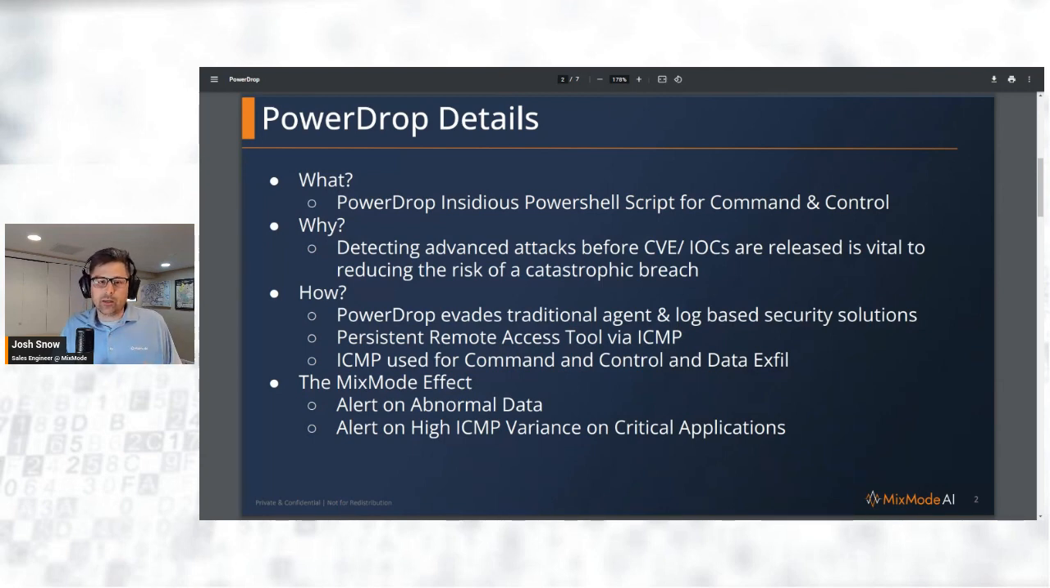That's where MixMode is really going to come in because we can look at that data and understand what's happening, the amount of bytes, inspect the packets. And then the MixMode effect: what are we going to do with this? We can alert on abnormal data before anyone knows about this. So all of a sudden you're getting data exfil via ICMP, you're seeing an abnormal amount of bytes via ICMP. Boom, we can hit on that. And then we can also set up a detailed alert on high ICMP variance for some of those critical applications. So let's walk through it.